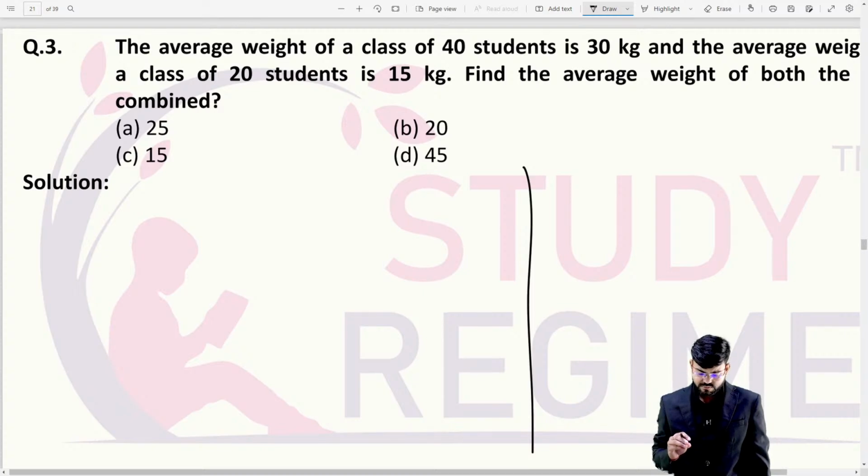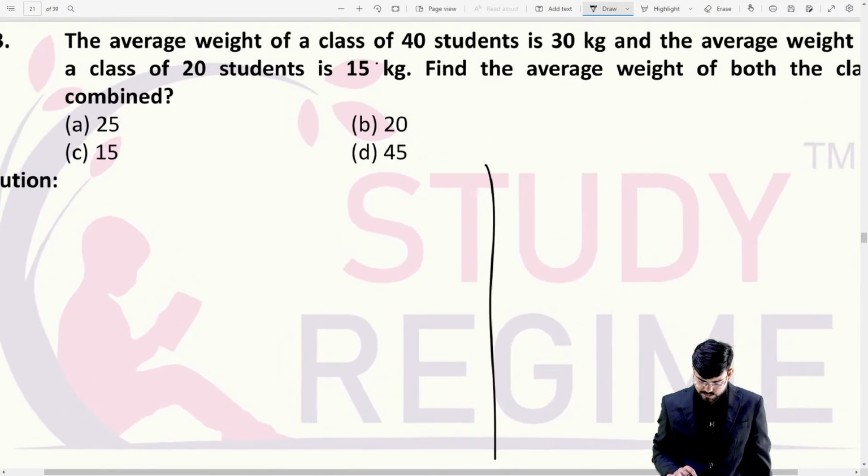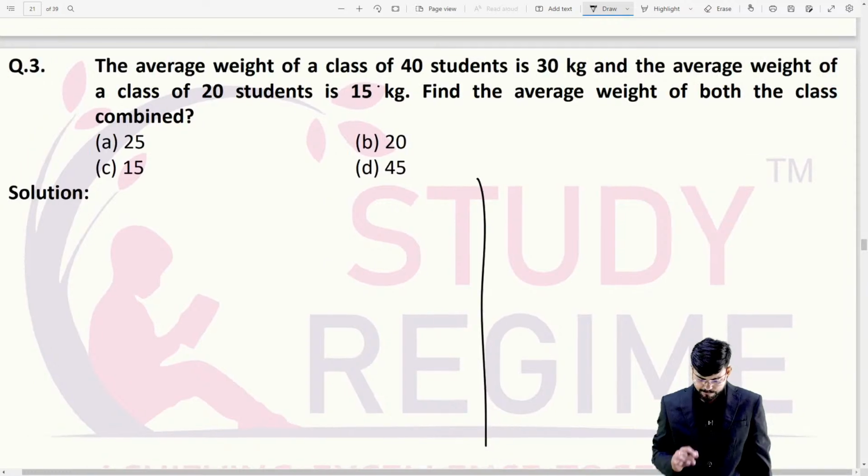This is a very easy and very interesting question. I'll tell you why it is interesting. Just read it first. The average weight of a class of 40 students is 30 kg, and the average weight of a class of 20 students is 15 kg. You have to find the average weight of both the classes combined.